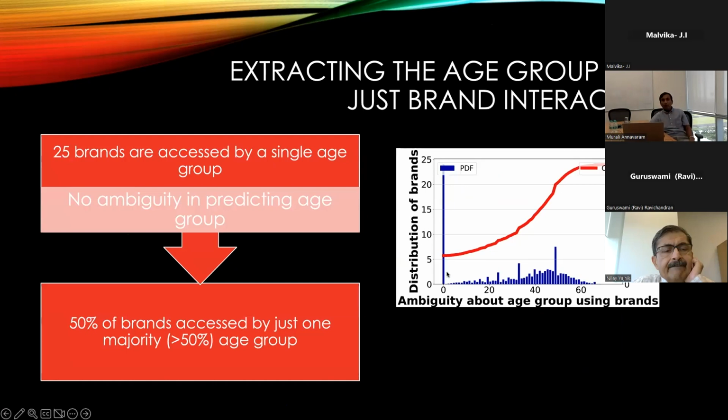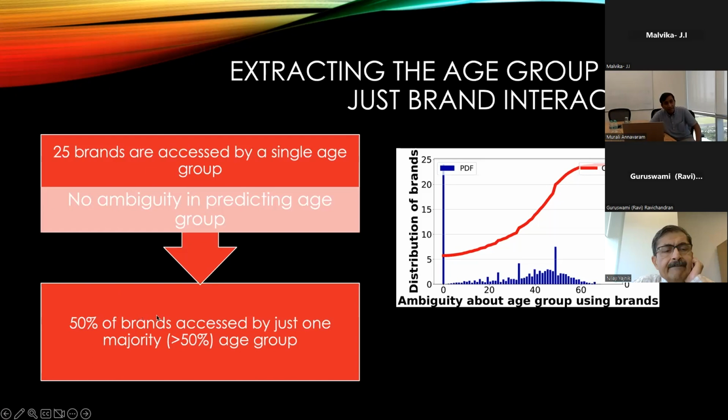So I plotted the ambiguity about an age group using brand information. And what I see here is that 25 of the brands are actually used by a single age group of users. And therefore, there is no ambiguity in predicting the age group, because they all come from a single age group when they access one of these 25 brands in this particular data set.